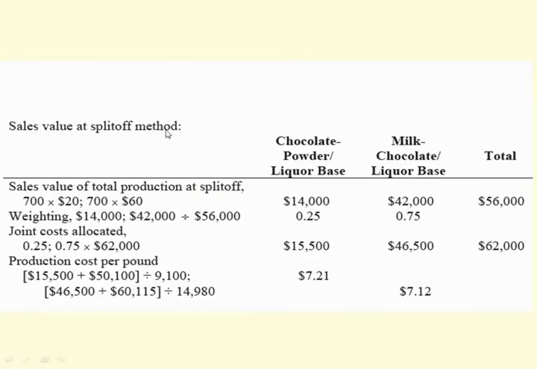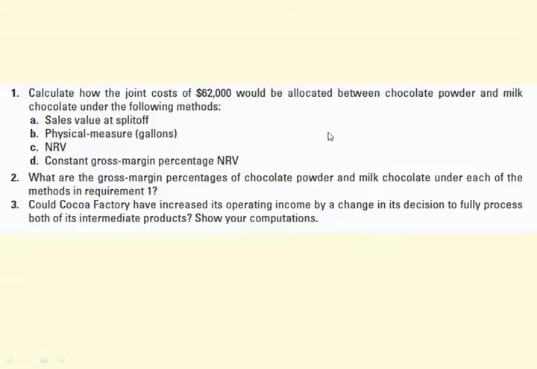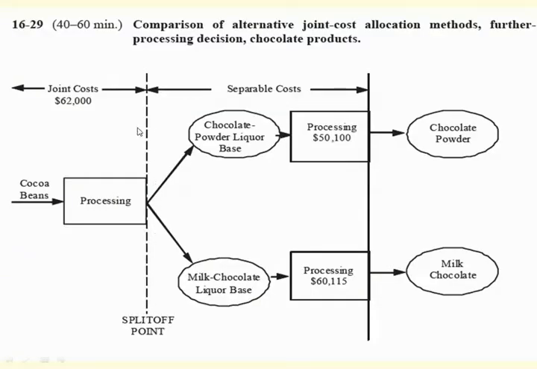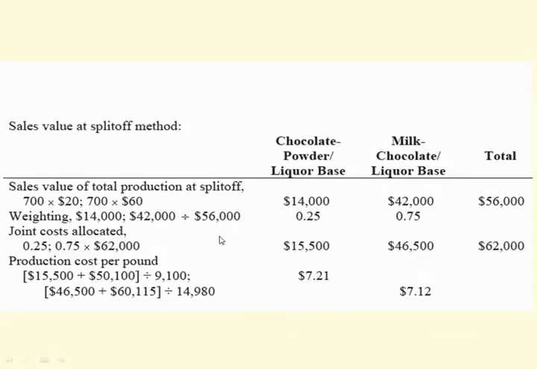Sales value at split off method. We have two products, chocolate powder liquor base and milk chocolate liquor base. At split off point, we are not talking about the final products, as we are here. At the split off point, we have the intermediate products.